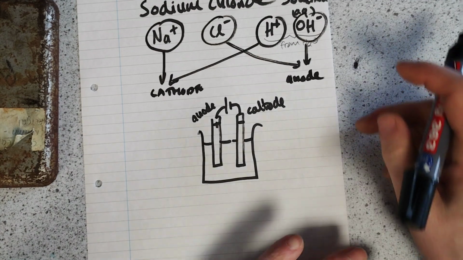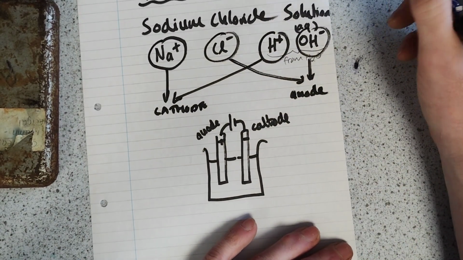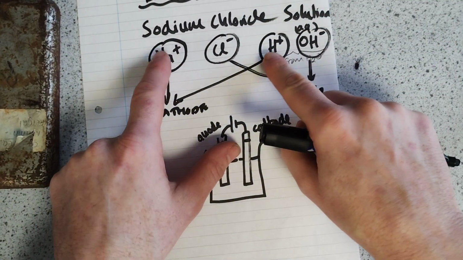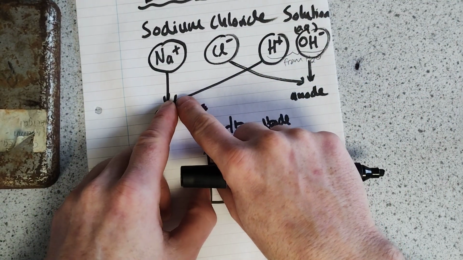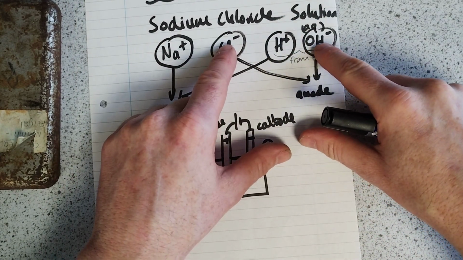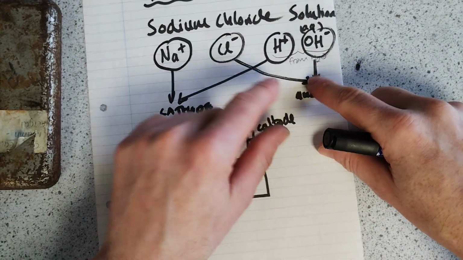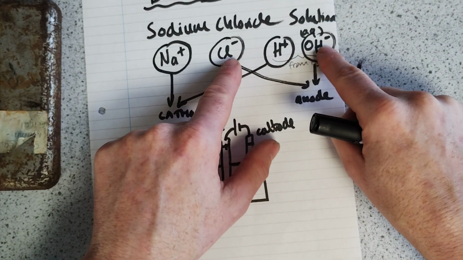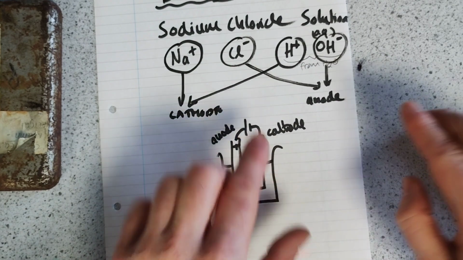All right, what you need to know in this situation is, out of the sodium plus and the H plus, which one of these actually gives us a product? And out of the Cl minus and the OH minus, which one of these actually gives us a product? Because, I'm telling you now, only one of them will give us a product. So, let me explain that.